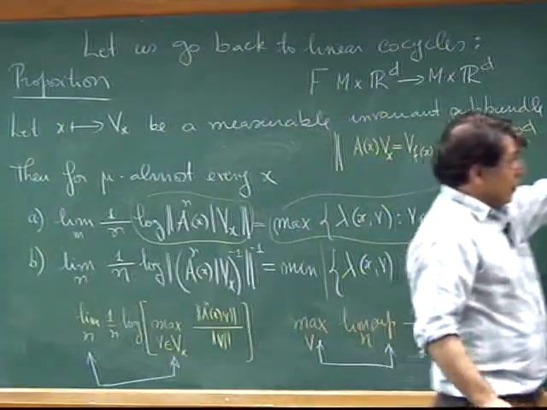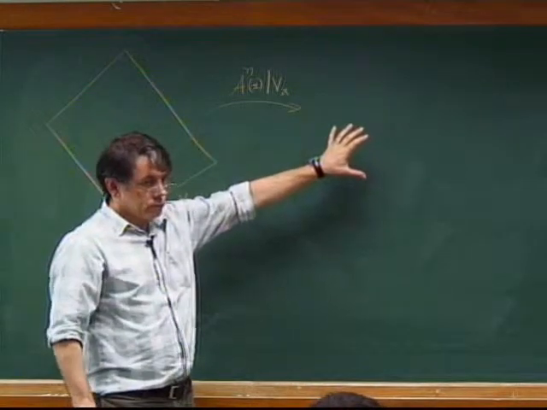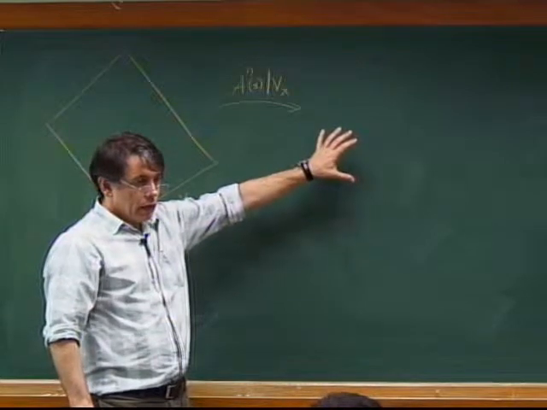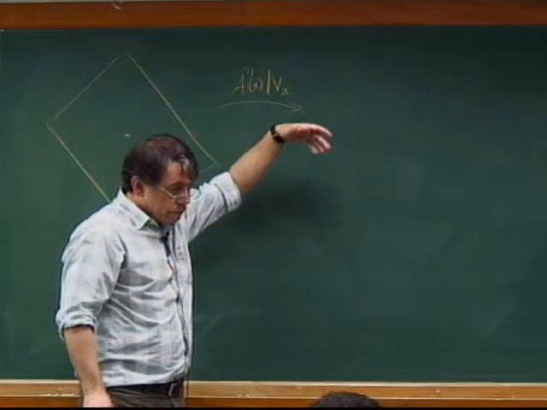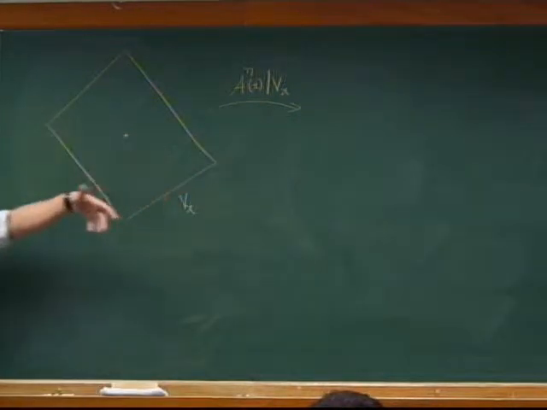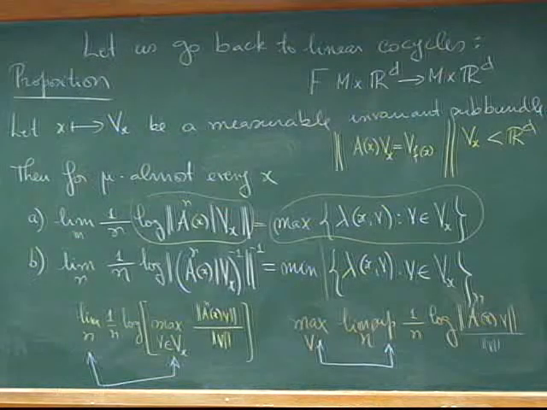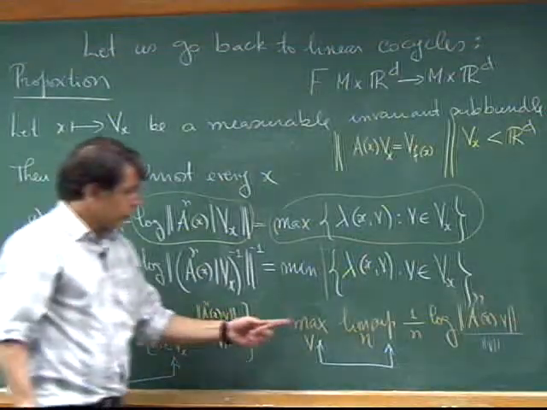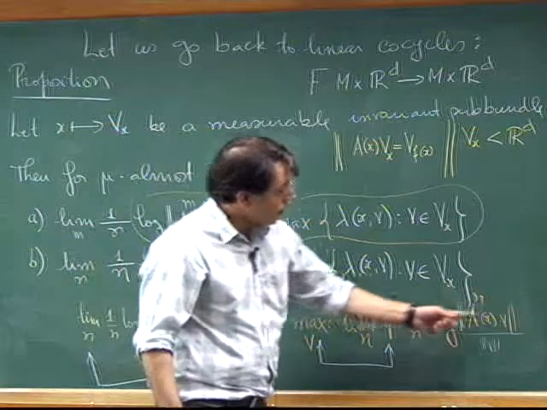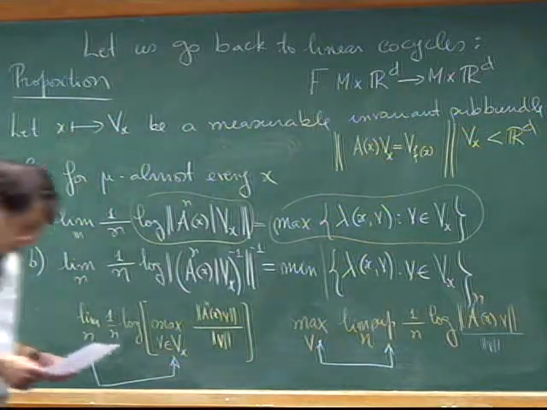So this is saying that the norm grows at the speed at which the strongest vector grows. The growth of the norm is equal to the largest vector growth. The growth of the norm is equal to the largest growth of individual vectors. And that's what this proposition is saying.